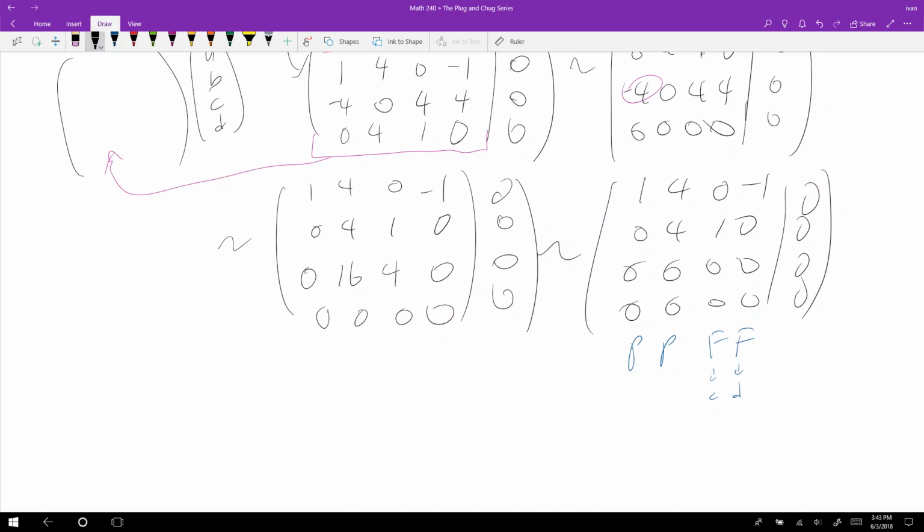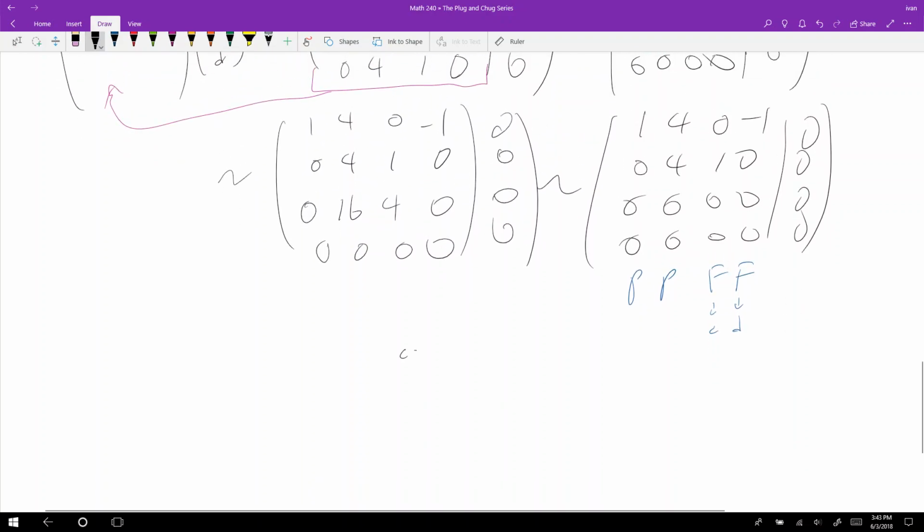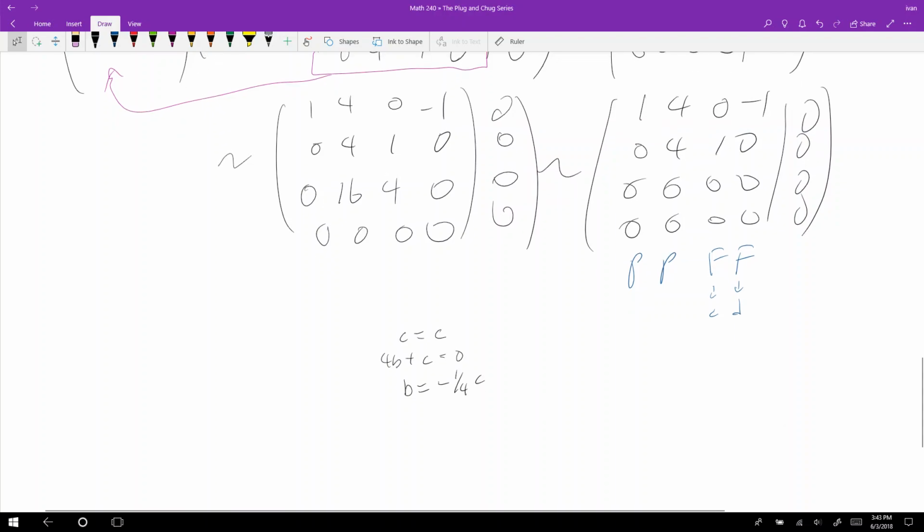So what we do now is that we let C equal C, right? And from row 2, I see that 4B plus C is equal to 0. So that means B is equal to negative 1/4 C, right? And then, okay, does that create anything in row 1? In row 1, it doesn't, because the equation in row 1 doesn't contain C. It's 0 for the C value. So, okay. What else can we do?